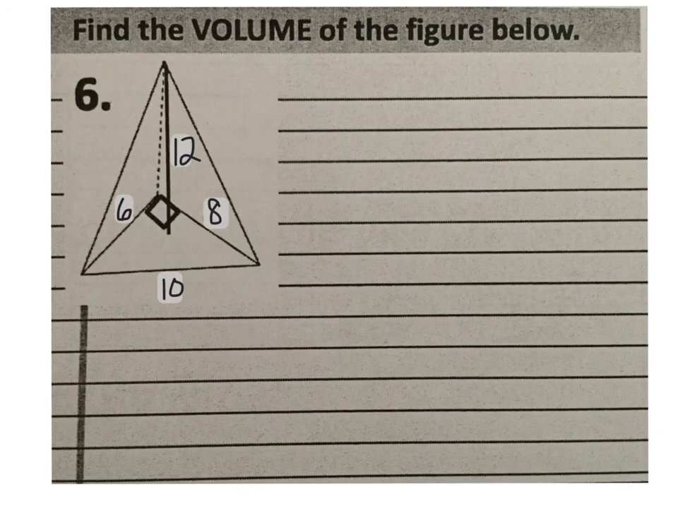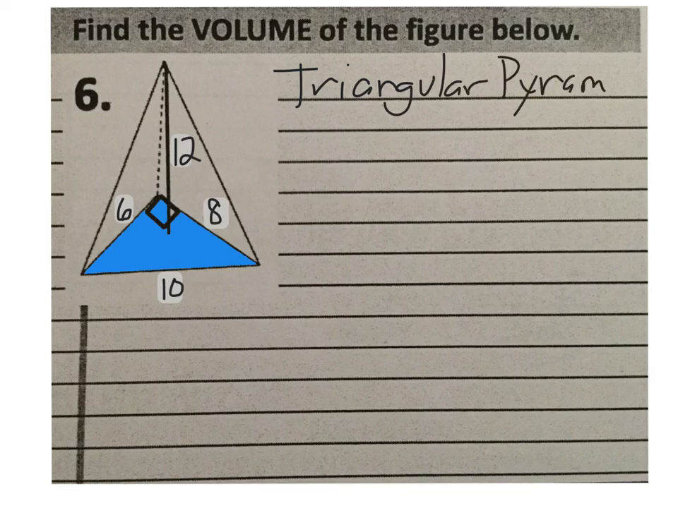Okay, first step as always, identify that base. And that base is this section right here. Since that is a triangle, it's a triangular pyramid again. Pyramid because it comes to that point right up here. There's only one base. So we're back to the other formula. Volume equals 1/3 area of the base times height.